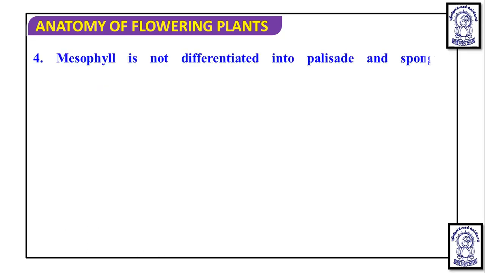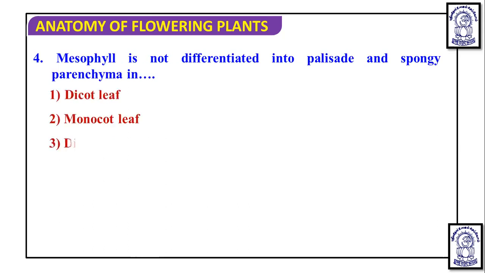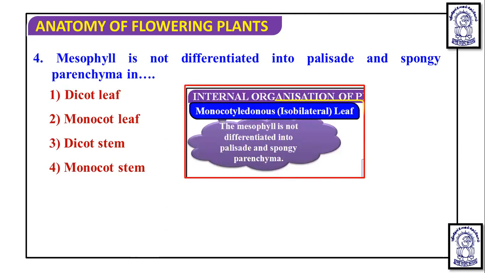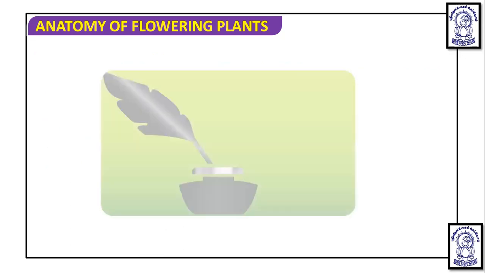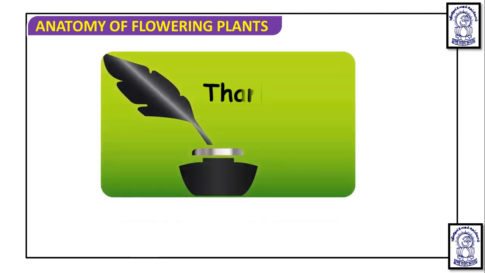Mesophyll is not differentiated into palisade and spongy parenchyma in the monocot leaf. We have discussed this. Okay, dear students. So this is all about the internal structure and anatomy of the dicot leaf and monocot leaf. I hope you understood well. Thank you.